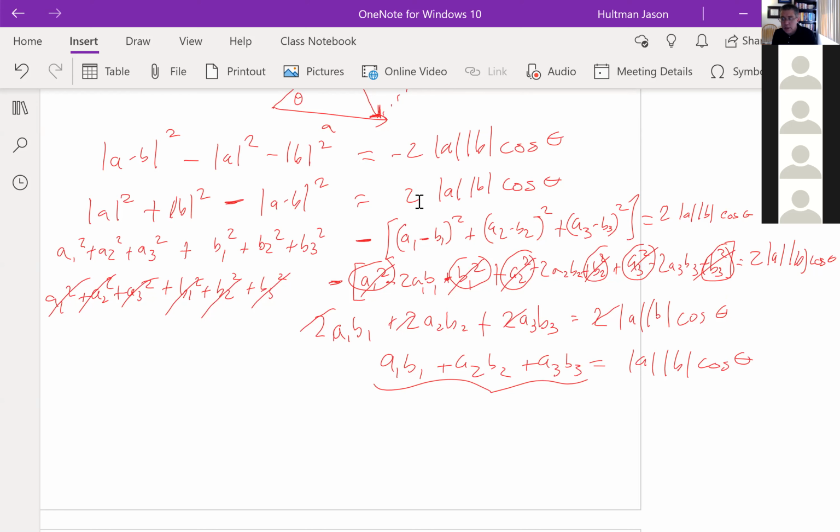Well, no, what I'm saying is this equals the dot product, A dot B. And yes, those are vectors. Does that make sense? We've already established that A and B are vectors. A is the vector A1, A2, A3. Those are components. B is this vector B1, B2, B3. We've already established that these are vectors.